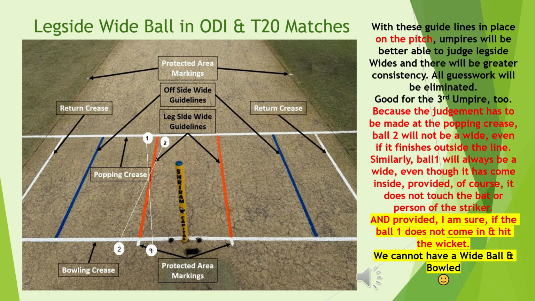Because the judgment has to be made at the popping crease, you will see that ball 2 will not be a wide even if it finishes outside the line by the time it reaches the wicketkeeper. Similarly, ball 1 will always be a wide even though it has come inside the guideline, provided of course it does not touch the bat or person of the striker, and provided, I am sure, the ball 1 does not come in and hit the wicket, which is obvious.